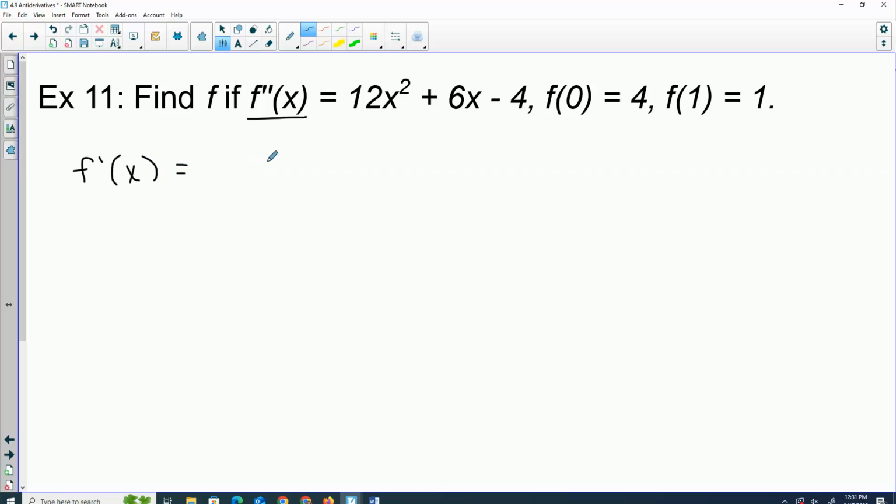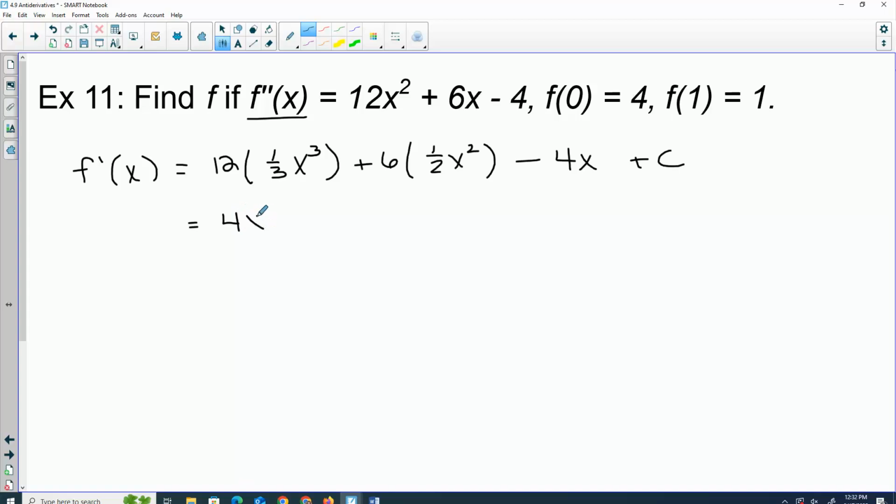Remember, the 12 just stays. You add 1 to the power and you put the reciprocal in front. You can go ahead and combine those if you want. I probably will in the next example. Antiderivative of x would be 1/2 x squared times our 6, minus the antiderivative of 4. And what do we need on the end? Plus c. So my antiderivative is 4x cubed plus 3x squared minus 4x plus c.